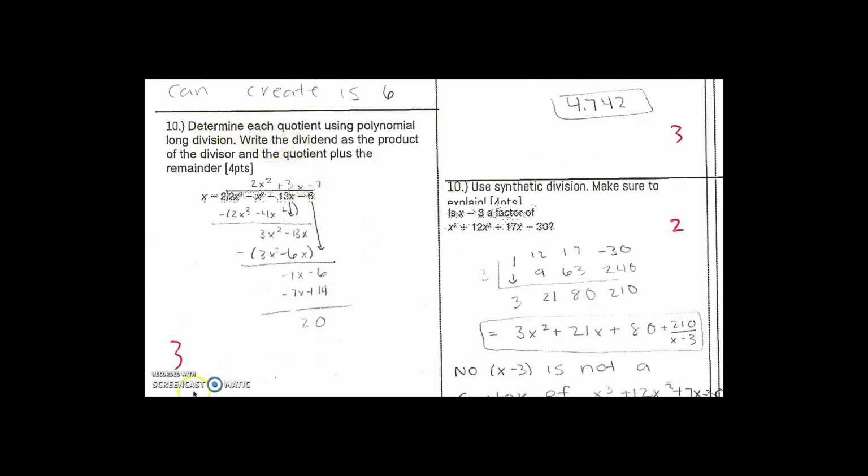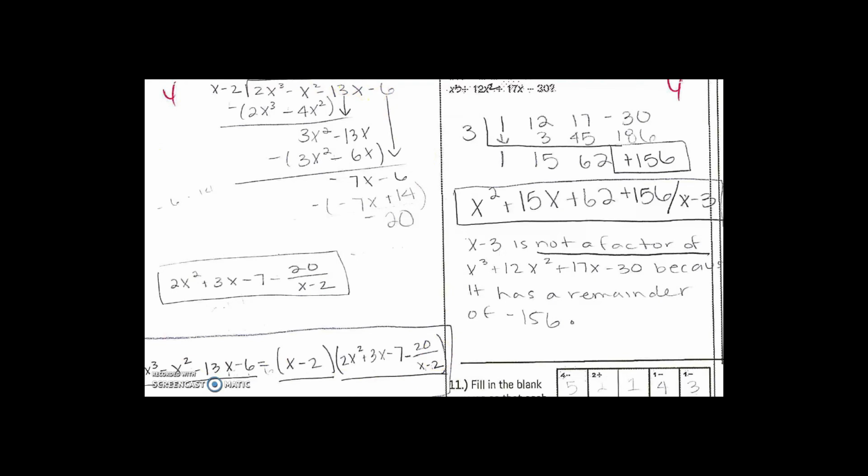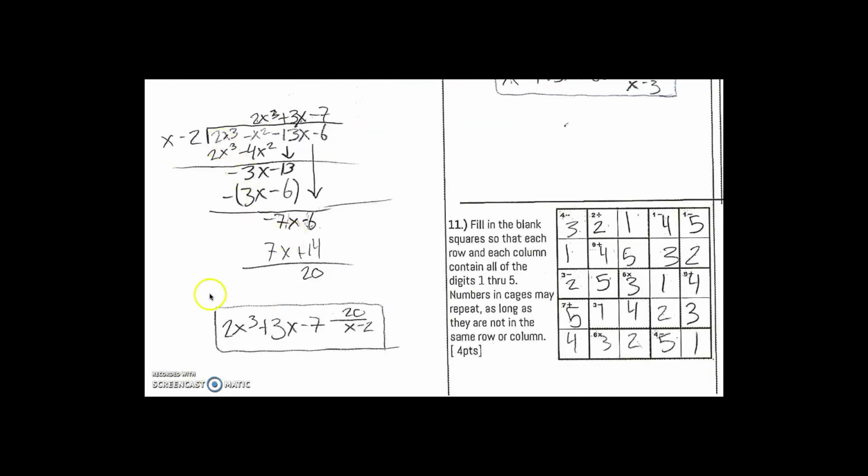Notice how there is no product. This problem right here, full credit, shows all the work. Nice. You can't see the score on this one, but this one's a 3. This 20 right here should have been negative, and then they don't show the product.